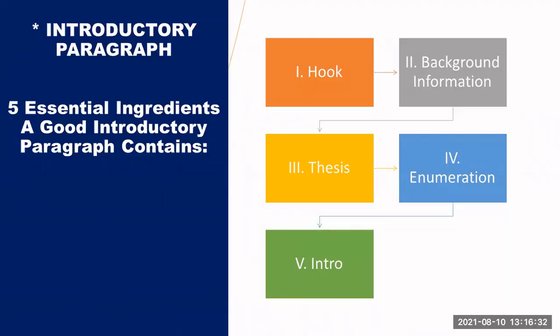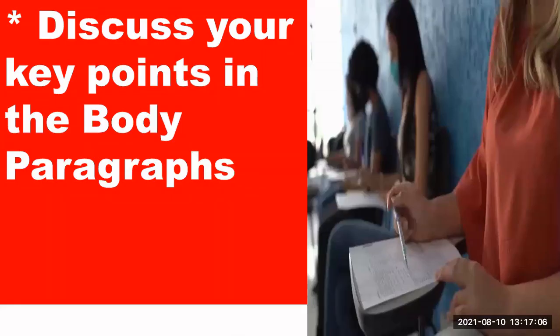Now, these are the 5 essential ingredients that a good introductory paragraph should contain. All right. Number 1 is the hook. Number 2, the background information. Number 3, the thesis. Number 4, enumeration. Number 5, intro. I will explain this to you as we get into the sample. All right. It will be better for me to explain this practically to you than to just give you theoretical explanation.